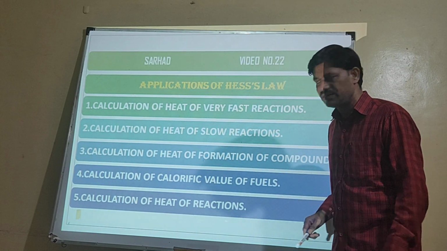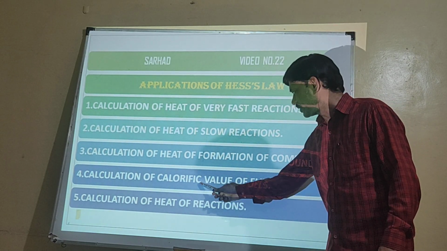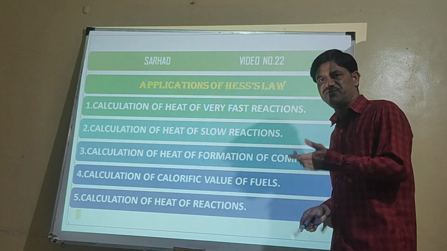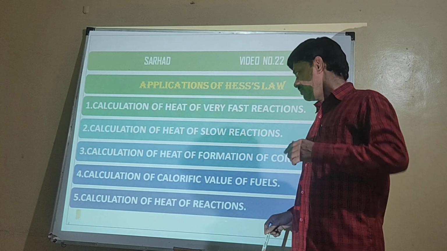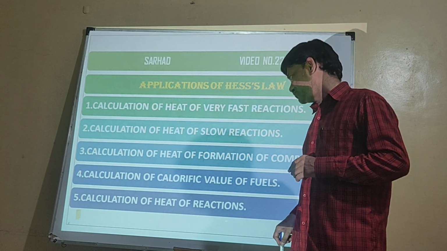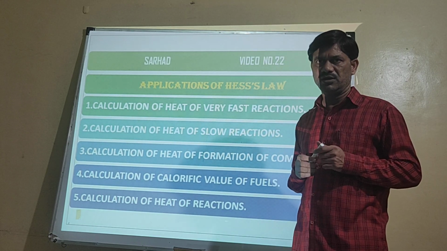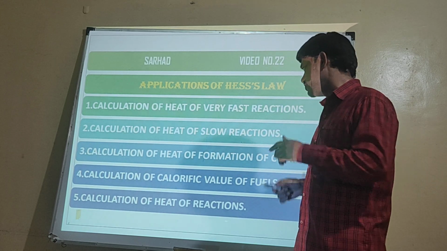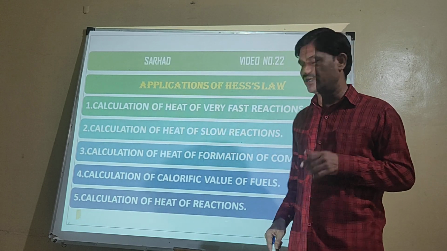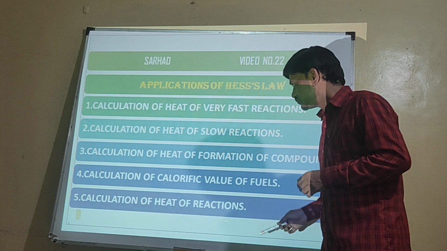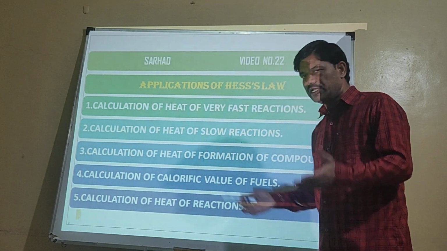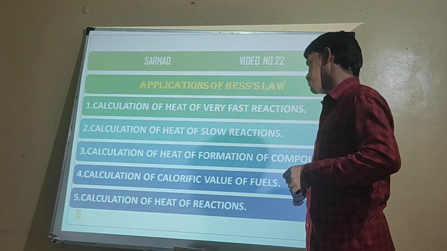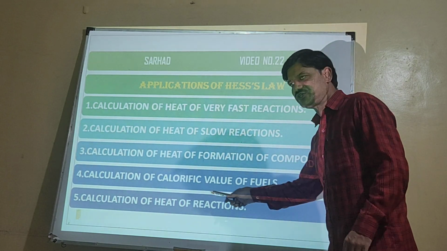What about the second-last application? It is useful to calculate the calorific value of different fuels. So what do I mean by this? In daily life also we come across different types of fuels. Suppose we take a particular fuel. How do we judge whether that fuel is beneficial for us regarding energy production or not? So this value, the calorific value, is important. Less consumption and more energy production will be the criteria for the best fuel.